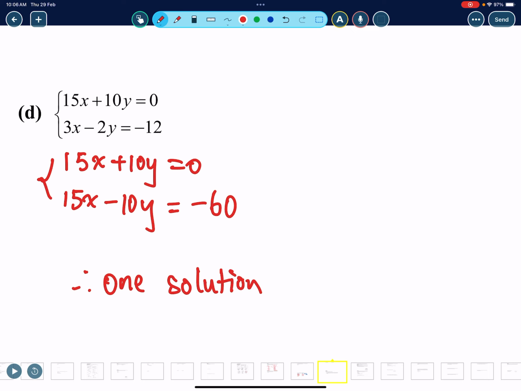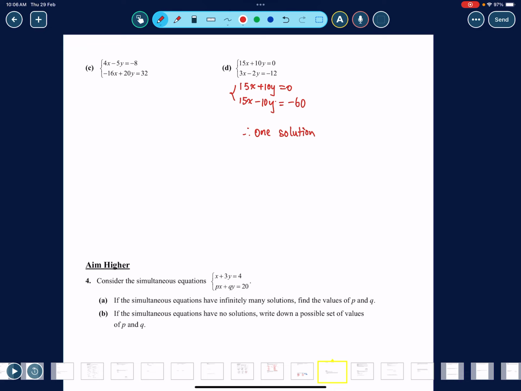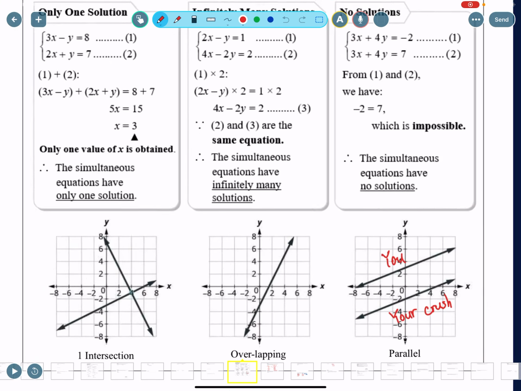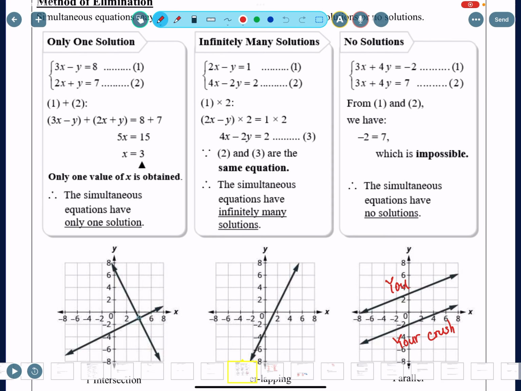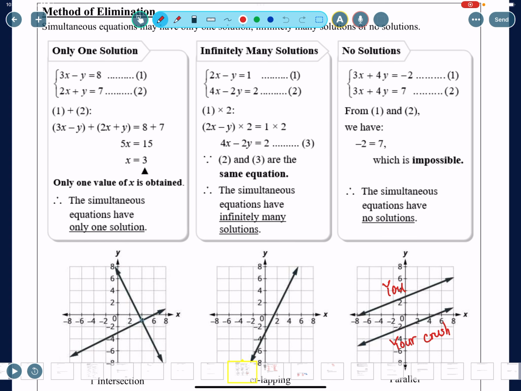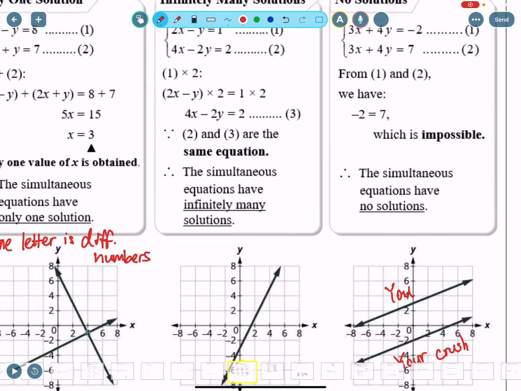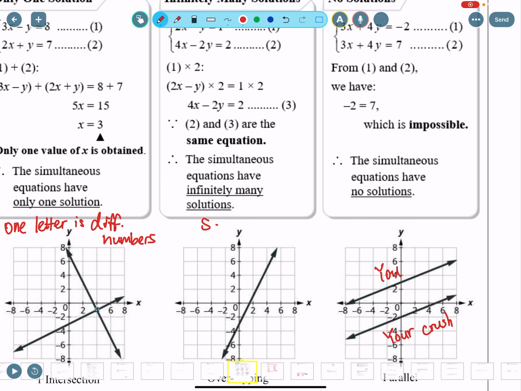Okay, so that's it for this video. Basically, just the 3 scenarios. Again, to conclude everything. One solution means one letter has different numbers. Infinitely many solutions means the same equation. You're gonna get the same exact equation. This one's easier to identify.